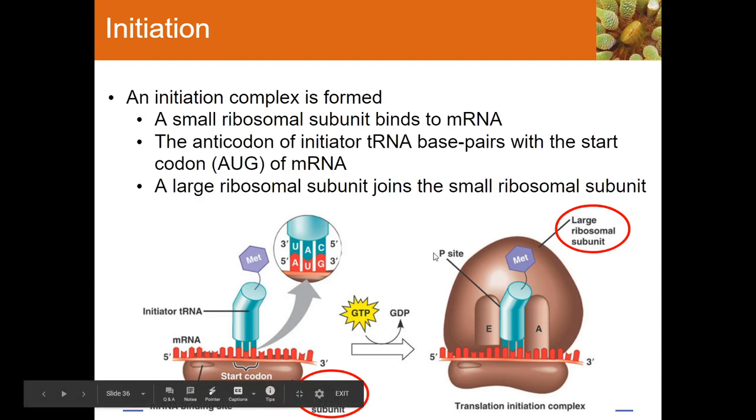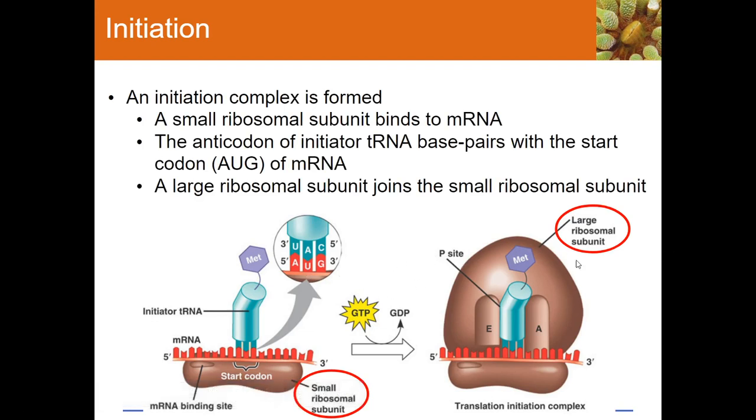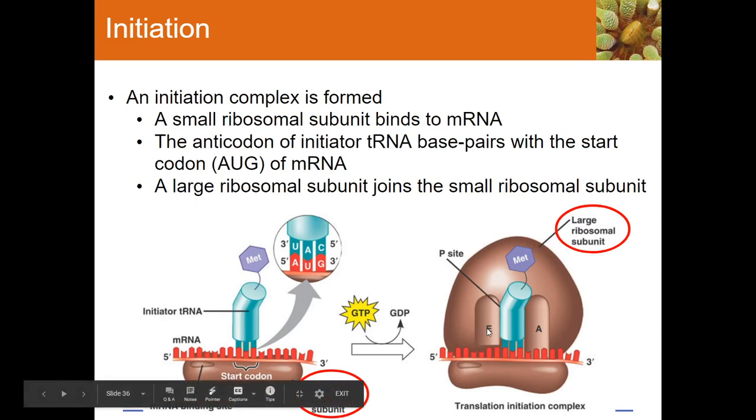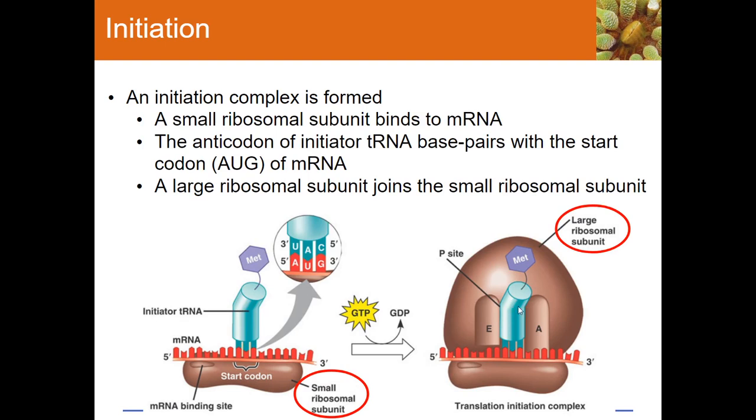Again, I told you this is used in the body. Here you go, there's one place where it's used. And then we have the large subunit attaching to it. And then you have three sites. You have the E, the P, which is right here, and the A site. Okay, we're going to talk about those three sites here in a second.